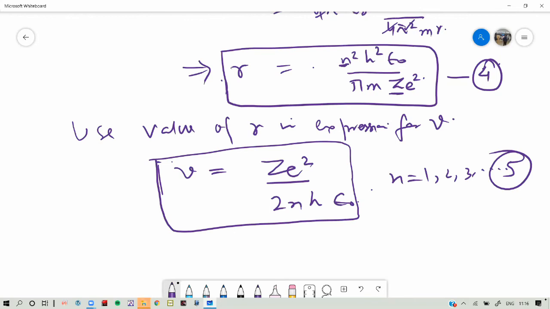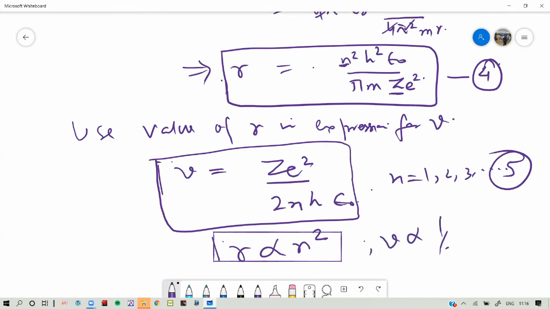If you see, the application of this angular momentum quantization condition restricts the possible circular orbits of a particular radius. That means n restricts the radius. So r is directly proportional to n². And v depends upon Z only. Oh, sorry, it depends inversely on n. So v is inversely proportional to n.